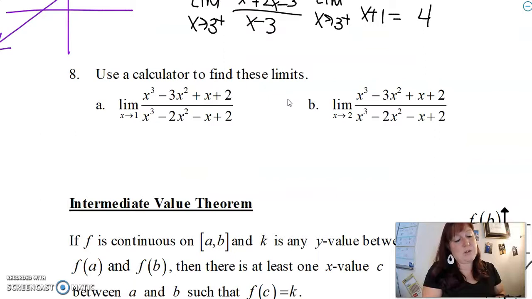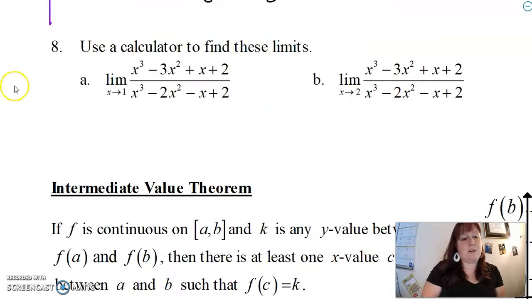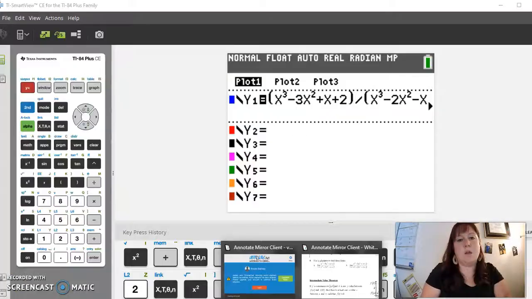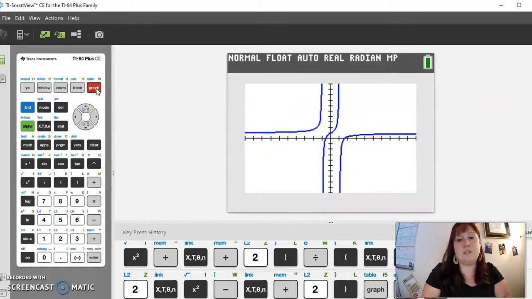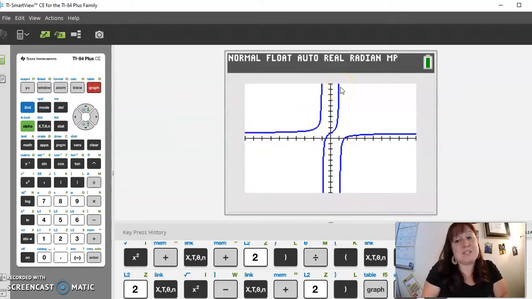All right, we're going to use the calculator to find these limits. So let me pull my calculator up. So when we put this function in the calculator, remember that you need to put parentheses around the entire top and parentheses around the entire bottom so that your calculator knows what's on top and bottom. We're going to go ahead and graph this. And we're looking at the limit as x approaches 1. So this is actually really easy.